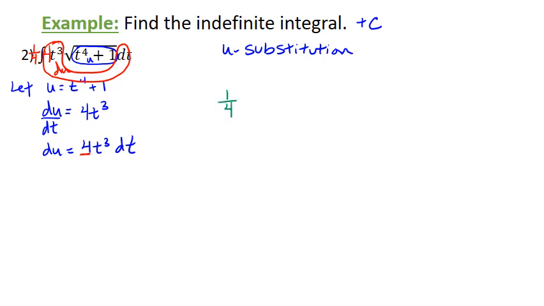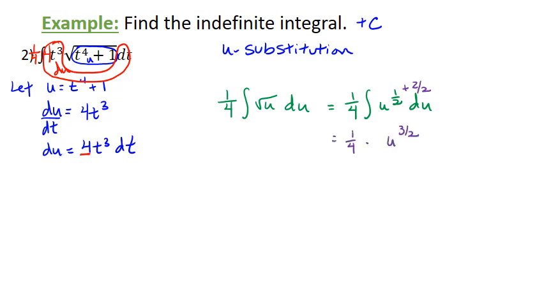So I have that 1/4 on the outside. And then in here, I have the square root of u du. So with the square root of u, remember we can rewrite this as 1/4 times the integral of u to the 1/2 du. Then to solve this, I can add 1, which is the same thing as adding 2/2. So this becomes 1/4 times u to the 3/2. If I divide by 3/2, that's the same thing as multiplying by 2/3.